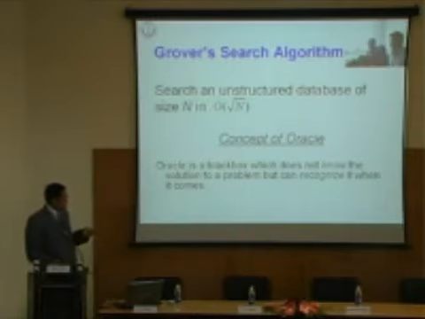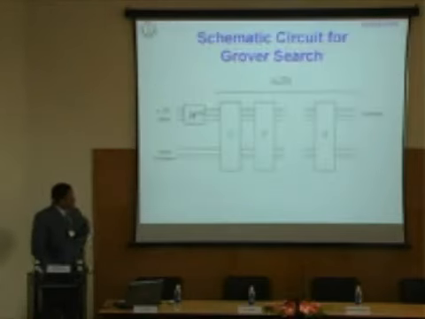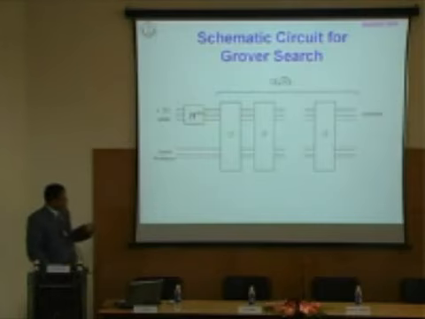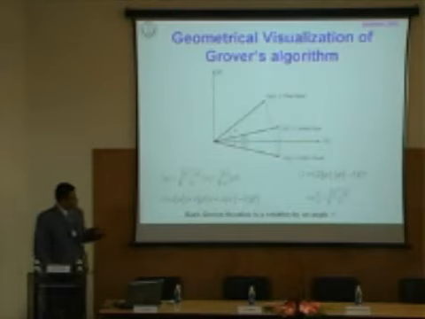He has used an oracle. An oracle is a black box which does not know the solution to a problem, but can recognize it when it comes. This is the schematic circuit for Grover's algorithm. This is the oracle workspace. These are the Grover's iterations which are performed. I prefer to explain it graphically.